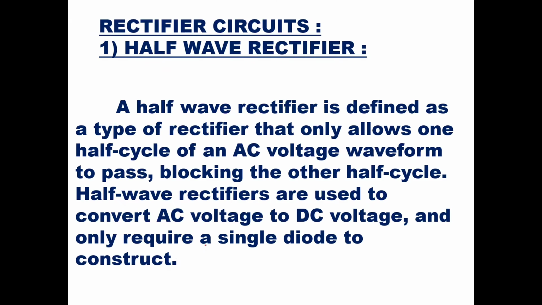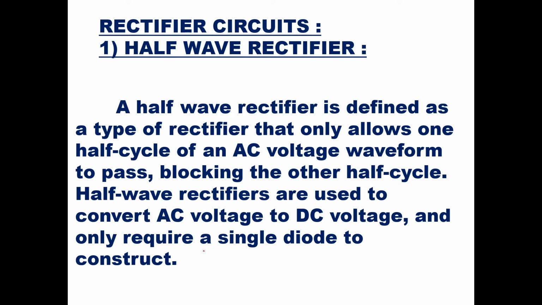Then we'll go to the next, rectifier circuits. What is a half wave rectifier? A half wave rectifier is defined as a type of rectifier that only allows one half cycle of an AC voltage waveform to pass, and it blocks the other half cycle. Usually it passes the positive half cycle and blocks the negative half cycle. Half wave rectifiers are used to convert AC voltage to DC voltage and only require a single diode to construct.